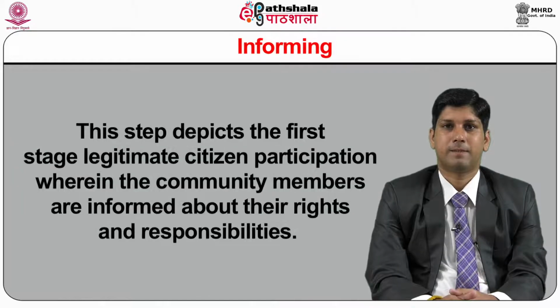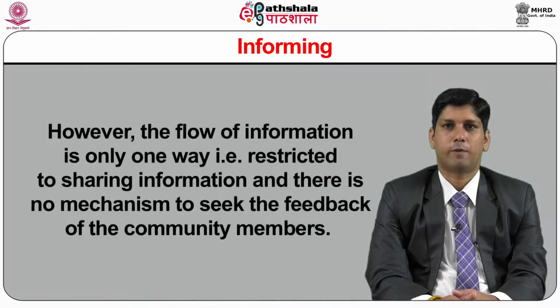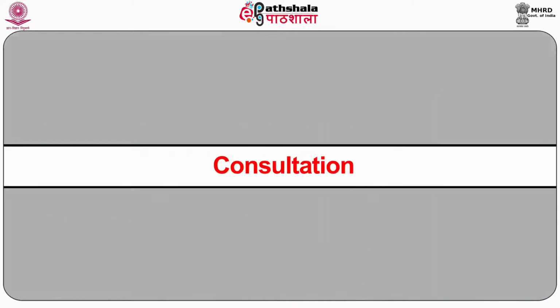This step depicts the first stage of legitimate citizen participation, wherein the community members are informed about their rights and responsibilities. However, the flow of information is only one way, restricted to sharing information, and there is no mechanism to seek the feedback of the community members. The fourth one is the consultation. In this stage, citizens' opinions are invited, but there is no assurance that the views shall be taken into consideration or not. Experts believe that this mechanism is more of a window dressing ritual.